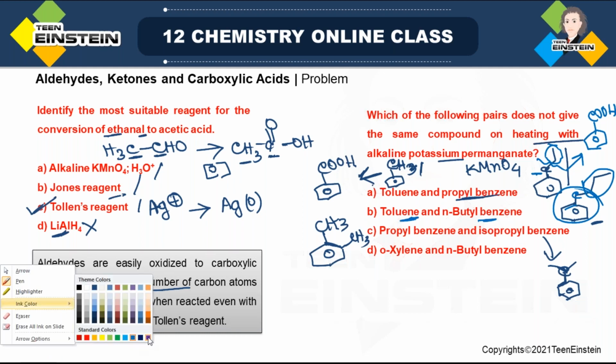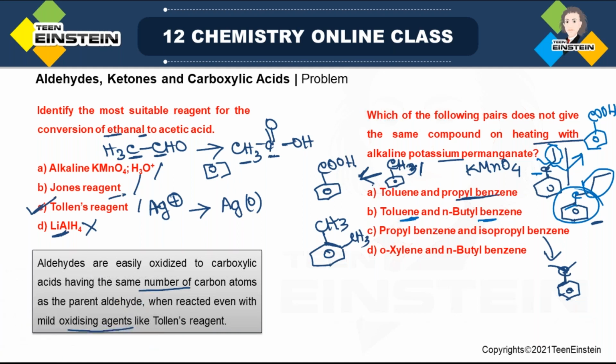Then what about the third option? In the third option also, propyl benzene, you will be getting benzoic acid. Isopropyl benzene, here also these 2 carbons will be lost. So you will be remaining with this fragment only, and the product is benzoic acid. But the last one is different.